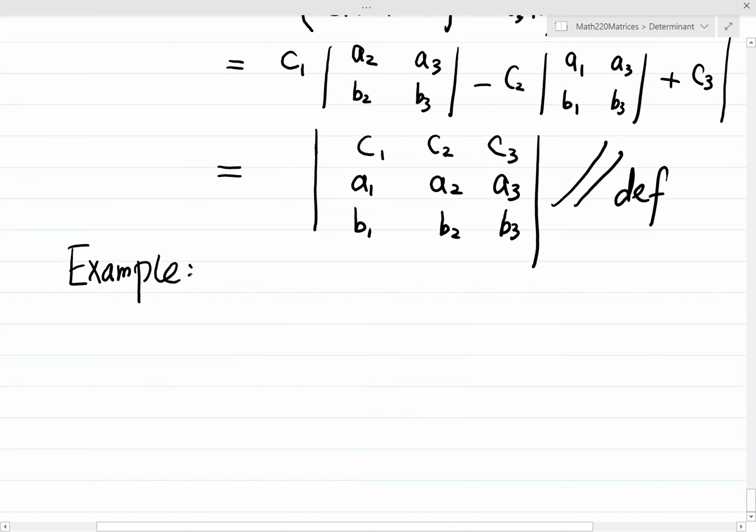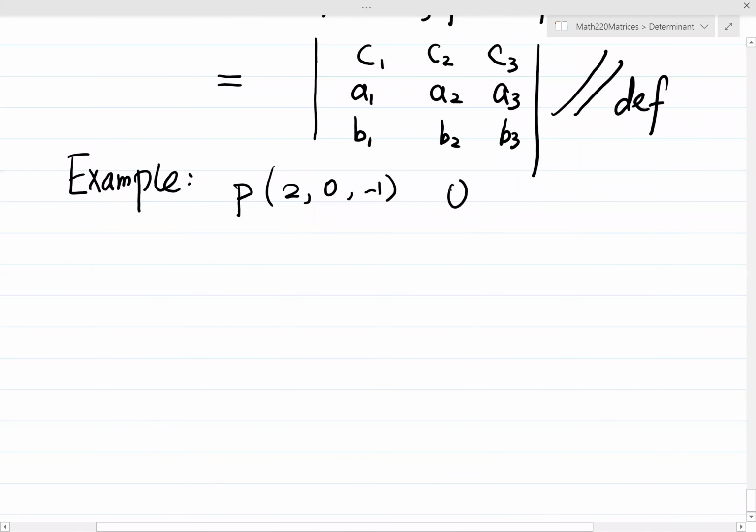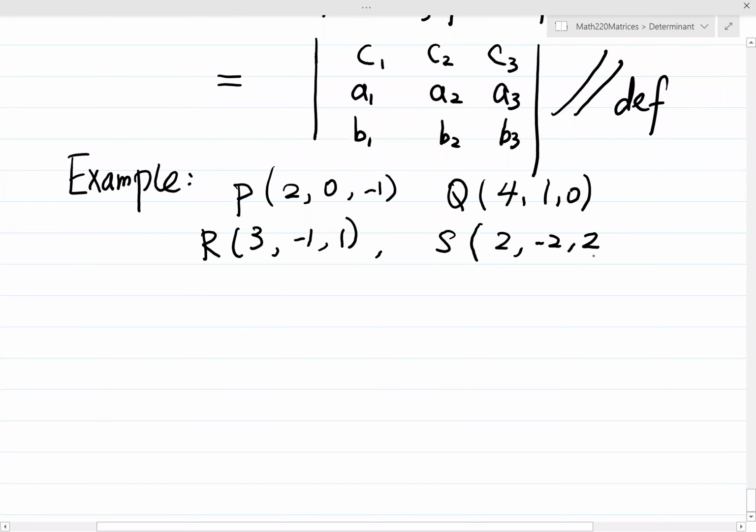Okay, we are given points P, Q, R, S. P is (2, 0, -1). Q is (4, 1, 0). R is (3, -1, 1). And S is (2, -2, 2).